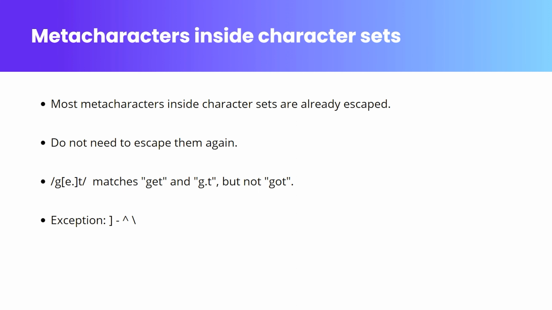So how do we use meta characters inside character sets? Basically, it's a little bit complex, because before we were learning that we need an escape character for using meta characters as a literal character, but in character sets most of the meta characters don't need to be escaped. So here you can see dot matches get and g dot d but not got, because here dot is used as a literal character. There are some exceptions: we cannot use closing square bracket, dash, caret or backslash directly, because they are used for something different. So if you want to use these meta characters, then you have to escape them.